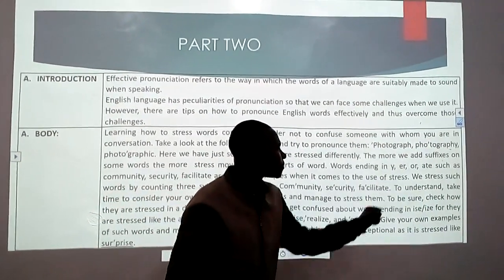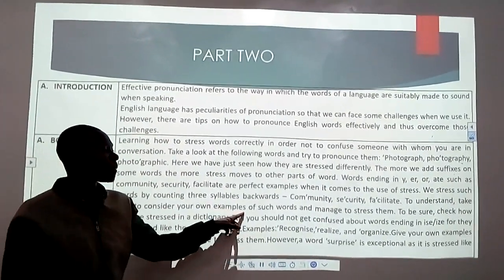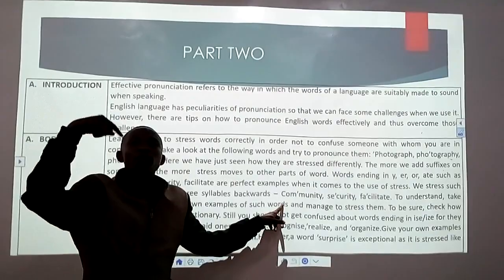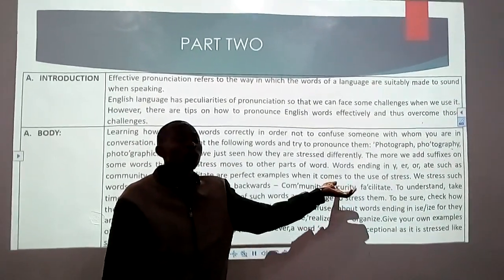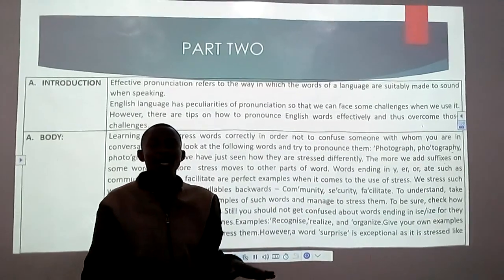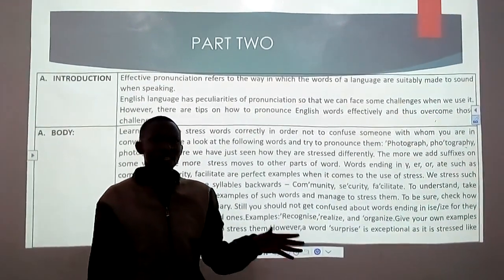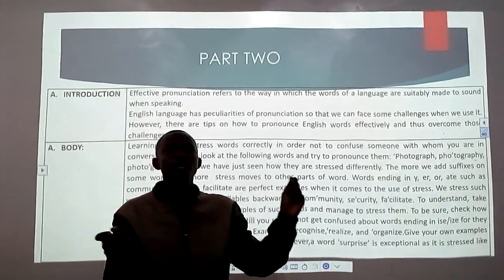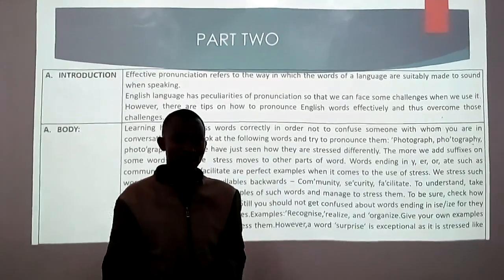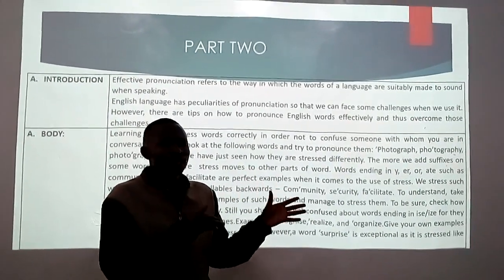Okay? To understand more, you have to take time to consider your own examples of such words. Think about your own words. Don't memorize these words only, because there are more. There are more, but hardly can I list them all. Yes. When you are using a dictionary, you have to take care of how words have been written according to stress. Okay? According to how they are stressed.